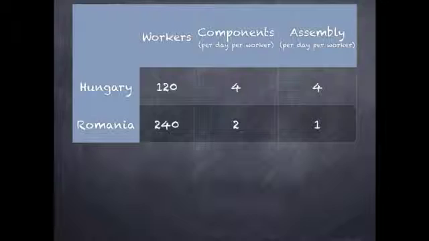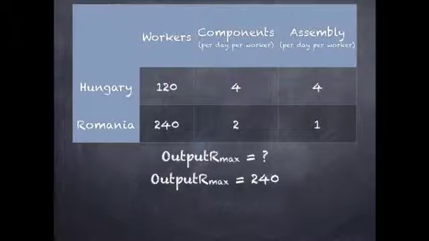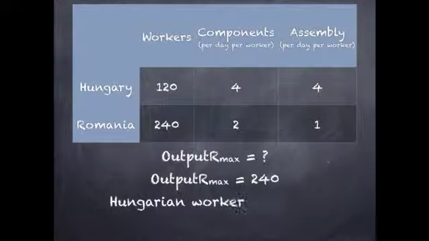So the thing we have to take a look at is what is the maximum output that Romania can produce in terms of refrigerators. The information given to us is that they can produce 1 refrigerator per day per worker, and we have 240 workers, so Romania is going to be able to produce 240 refrigerators per day. So the next question is, how many Hungarian workers are needed to produce the components in order to keep those Romanian workers busy assembling those refrigerators?